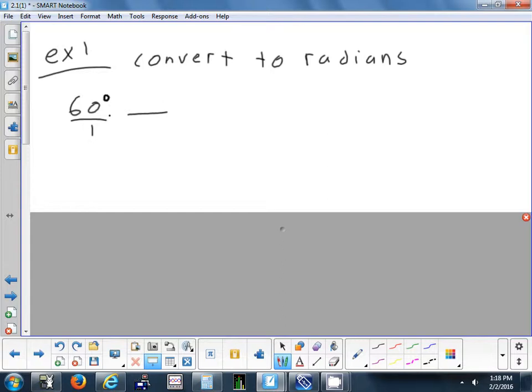Okay, think of your angle like that. Okay, it's 60 degrees over 1. Okay, degrees is in the top. We're trying to get rid of degrees and convert to radians. Where would degrees have to go to cancel out? It would have to go on the bottom.